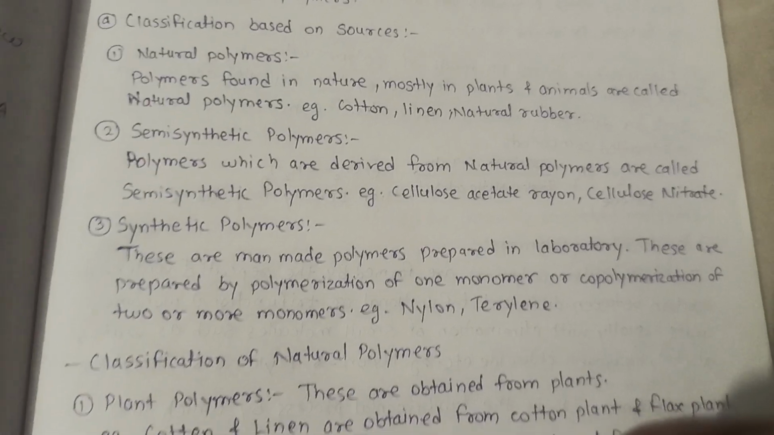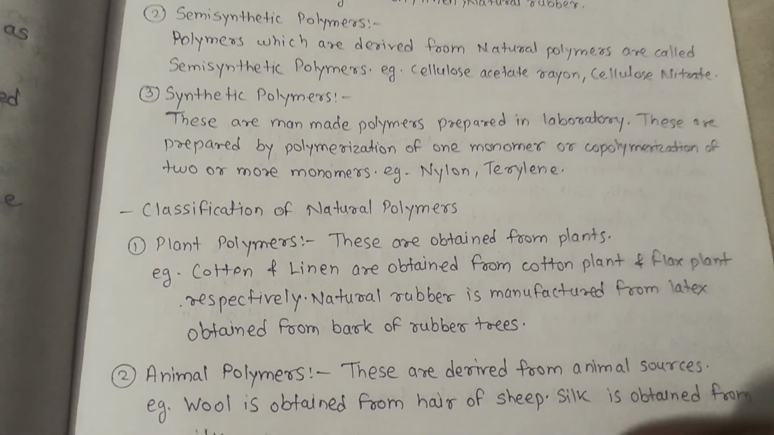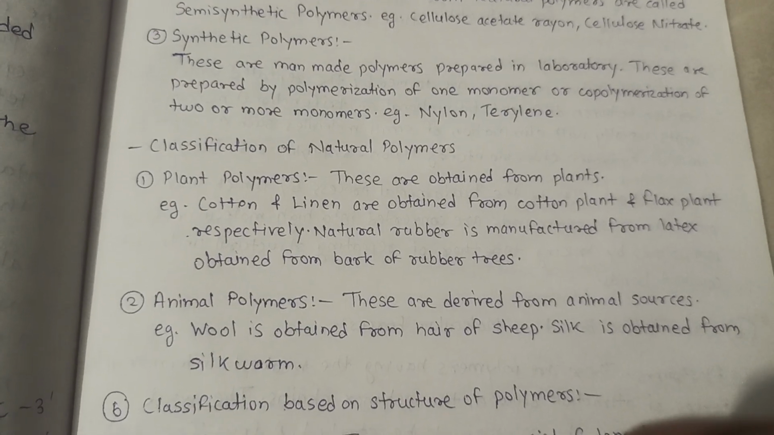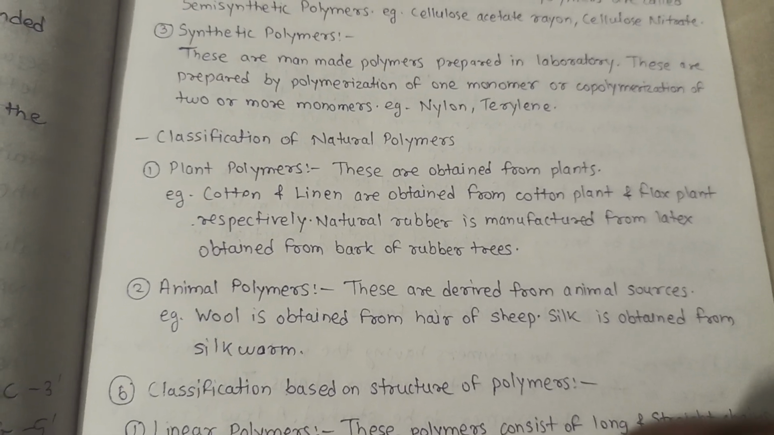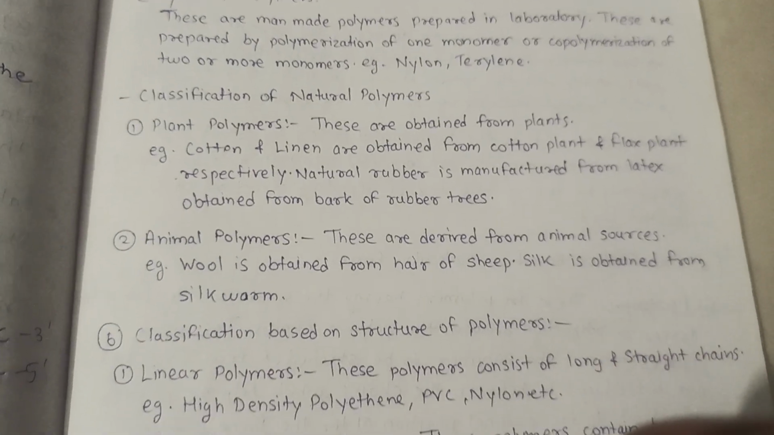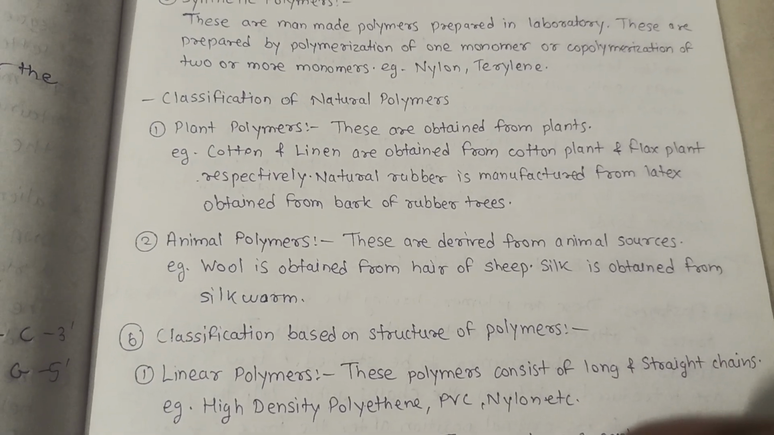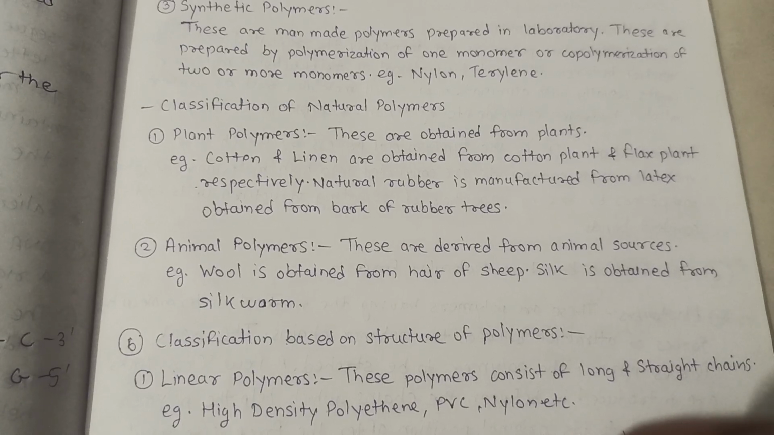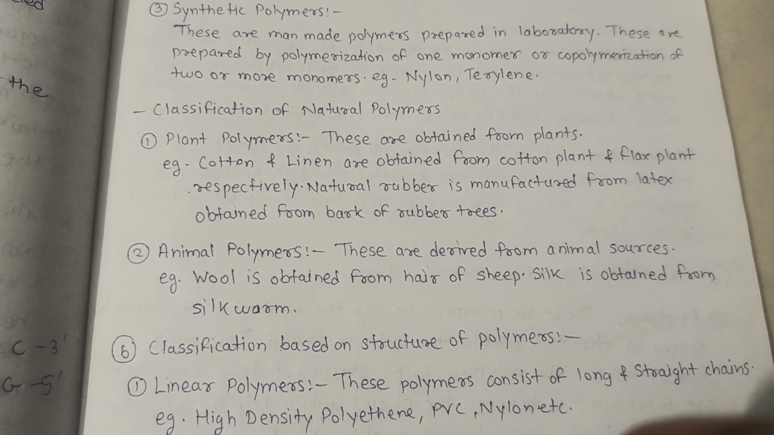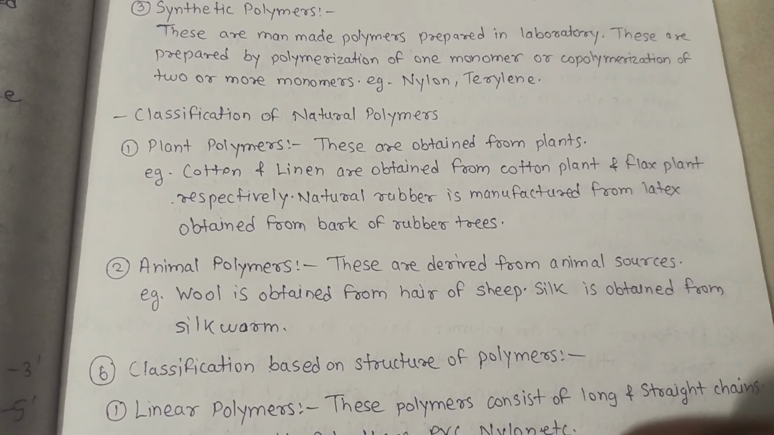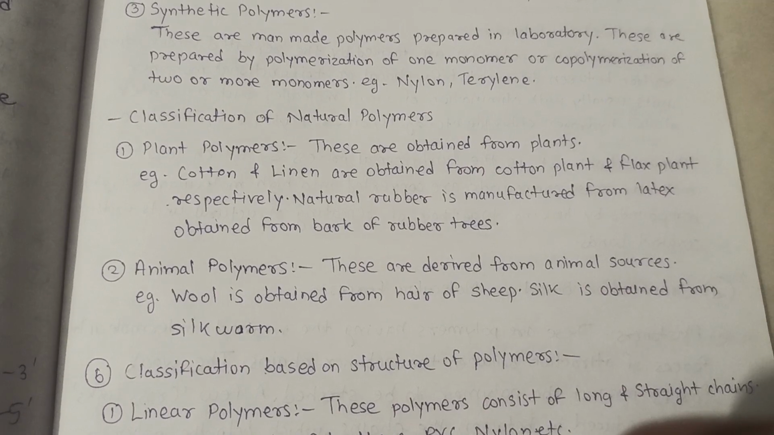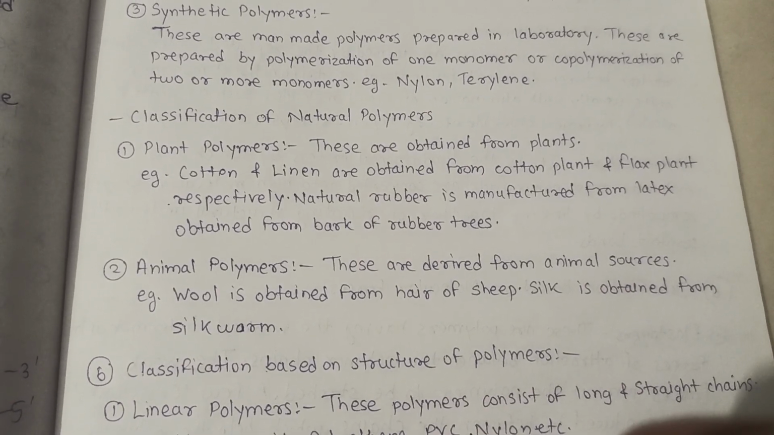Next is the further classification of natural polymers. Natural polymers are further classified as plant polymers and animal polymers. Plant polymers are obtained from plants. Cotton and linen are obtained from the cotton plant and flax plant respectively. Natural rubber is manufactured from latex obtained from the bark of rubber trees.